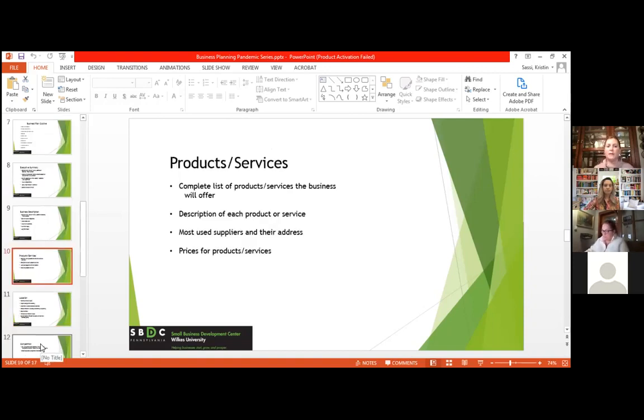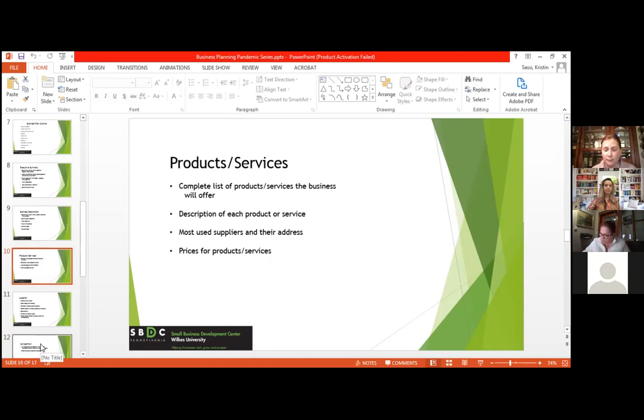Your next section is your products and services section. This is probably going to be the second most important section of the business plan. And you want to completely list all the products and services the business will offer. And then you want to provide a description for each one.